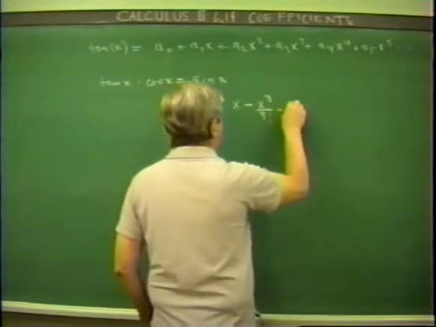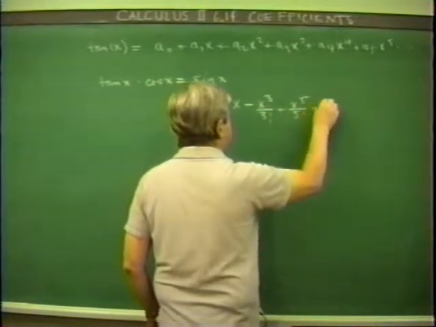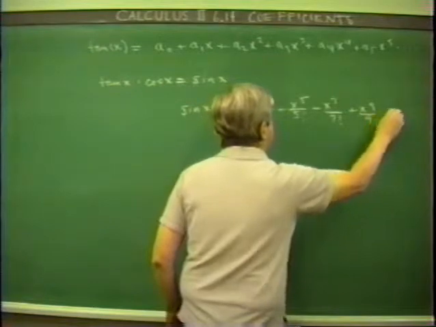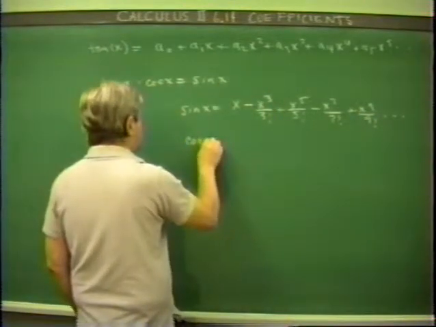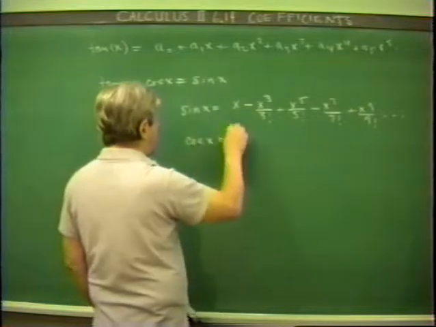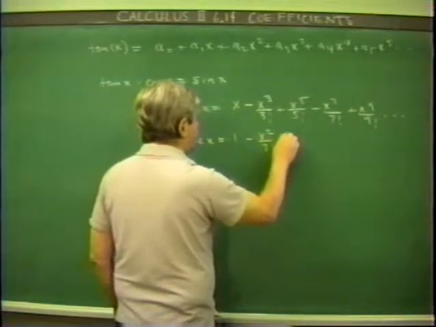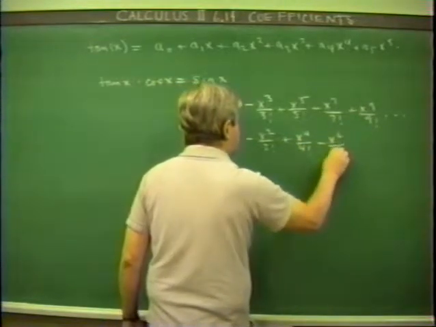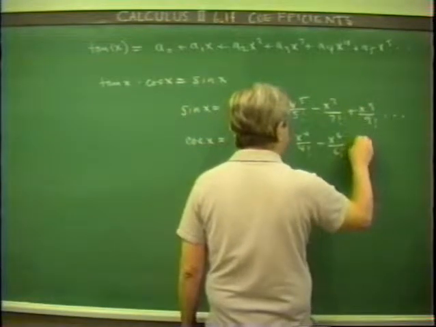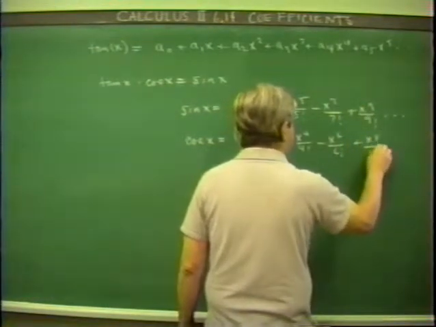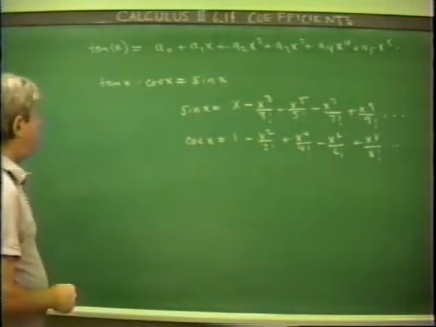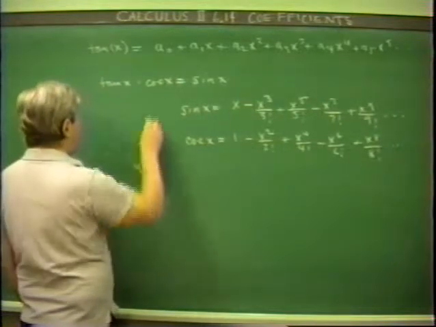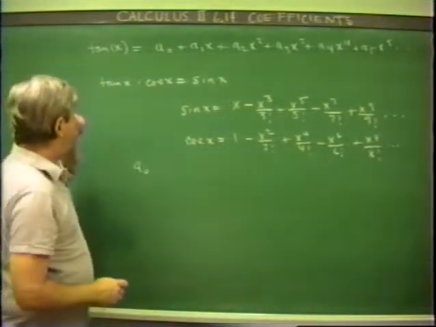is equal to x minus x cubed over 3 factorial plus x to the fifth over 5 factorial minus x to the seventh over 7 factorial plus x to the ninth over 9 factorial, and so forth. The expansion for cosine x is equal to 1 minus x squared over 2 factorial plus x to the fourth over 4 factorial minus x to the sixth over 6 factorial, plus x to the 8 over 8 factorial. It's carried out that far, although I don't think we'll use all of that. Now, what must happen here?